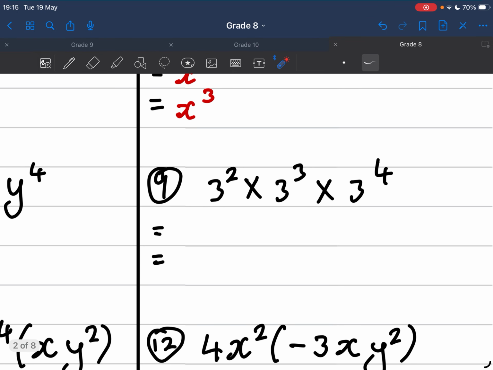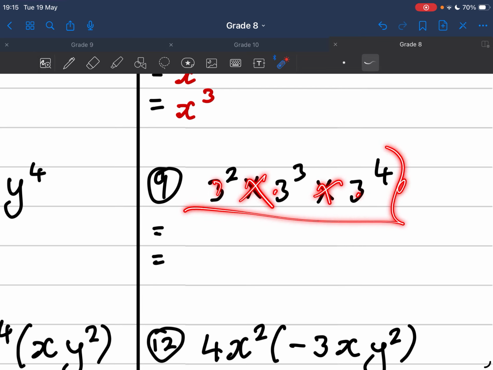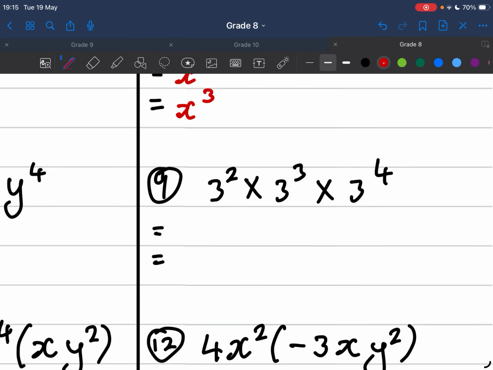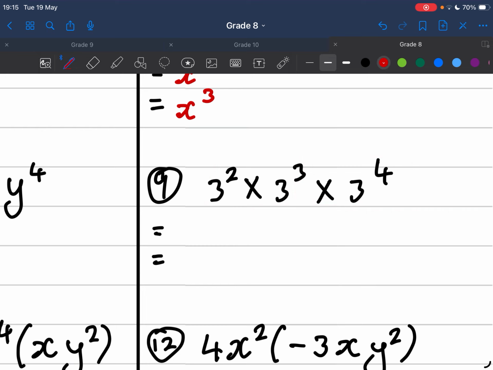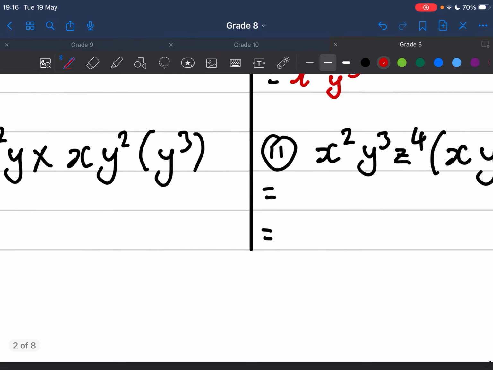For this one, we have the same base being multiplied, but there's 3 of them now. But the concept doesn't change. You could do this pair first, get your answer, and then do it to this one as well. But we can do it in one step. 3 to the power 2 plus 3 plus 4. So that's going to be 3 to the power 9.